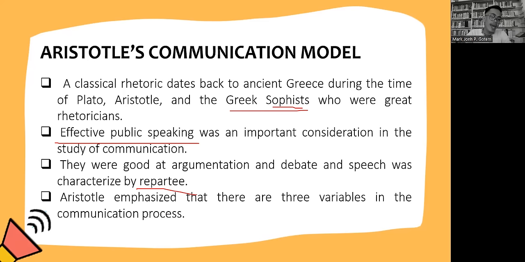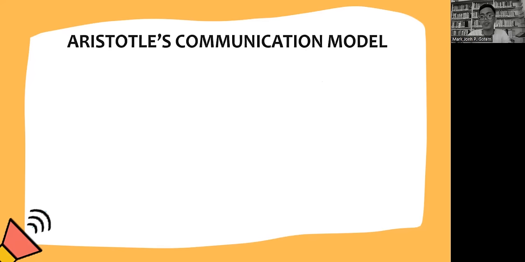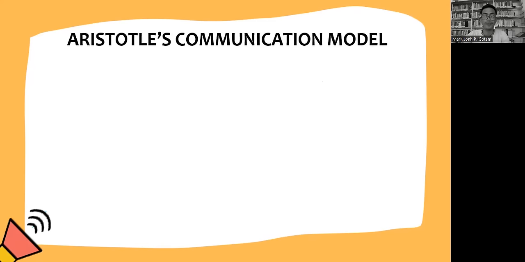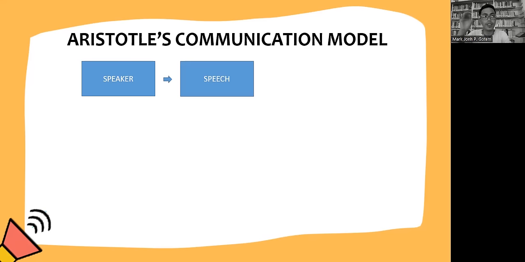And lastly, Aristotle emphasized that there are three variables in the communication process. Let's find out these three variables involved in his communication model. So this is the communication flow of Aristotle's communication model. The first variable is the speaker. The second variable is the speech. And the third variable of Aristotle's communication model, guess what? The audience. So these are the variables of Aristotle's communication model: the speaker, the speech, and the audience.